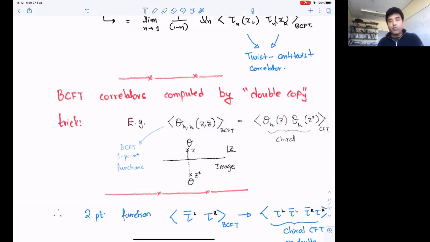This is kind of the equivalent of the image trick in electrostatics. So in BCFT, inserting an operator here and computing its one-point function is like computing the two-point function in a chiral CFT, which is defined in the whole plane. And you can use the same logic for two-point functions and n-point functions.